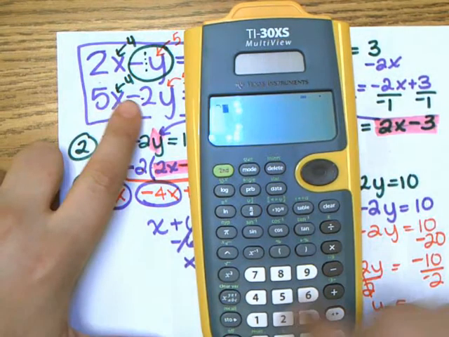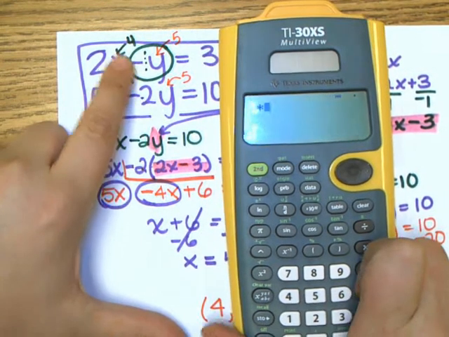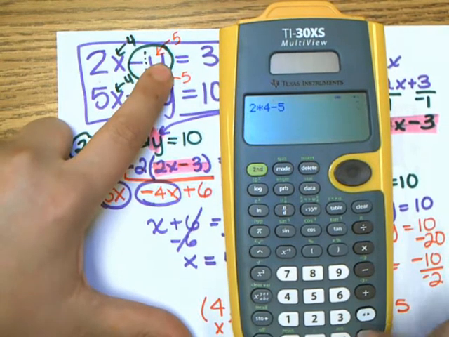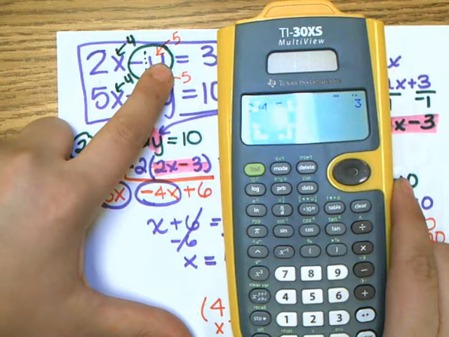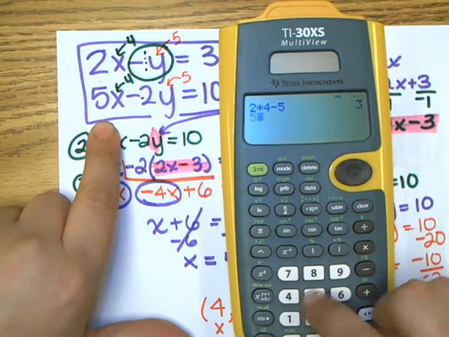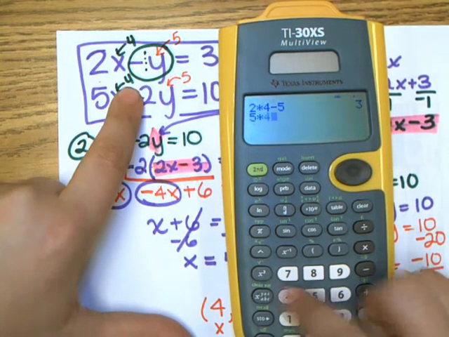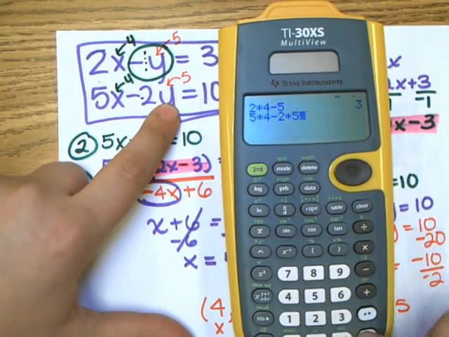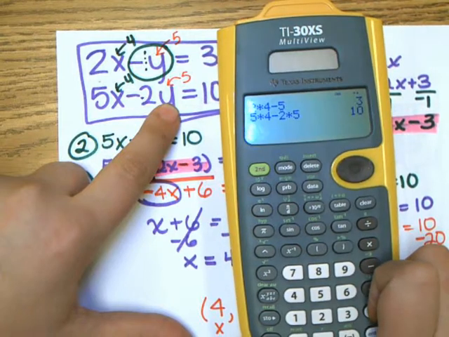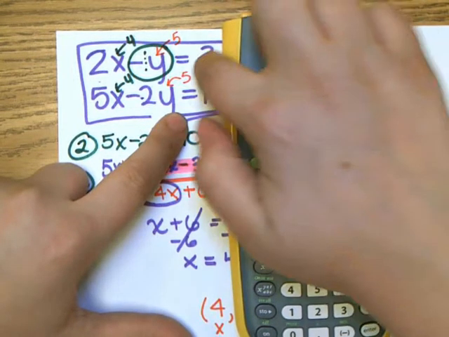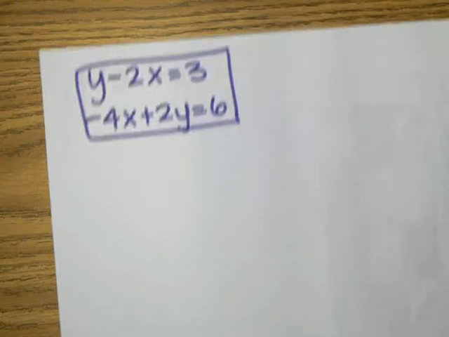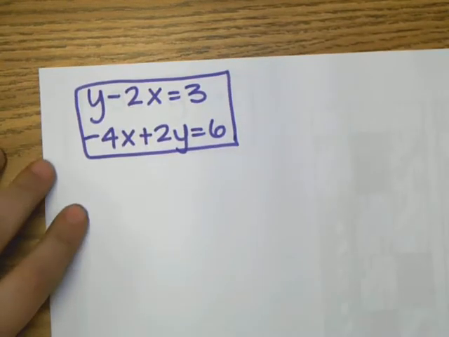So let's go ahead and check that. So with our calculators, 2 times x, which is 4, minus 5 equals 3. It worked. Then let's check the other one. It has to work for both. 5 times 4 minus 2 times 5 is 10. So we got the same thing on both sides. We know our answer is correct.